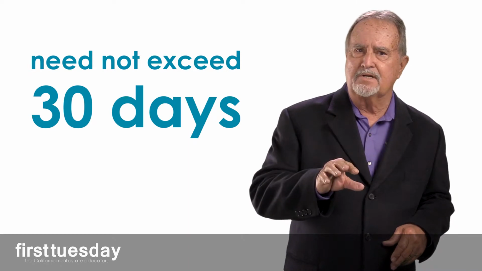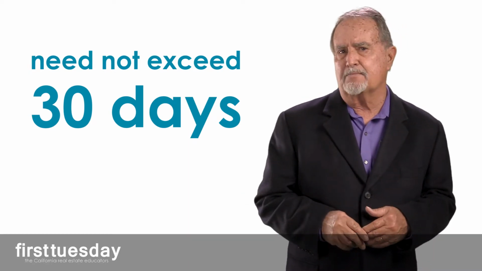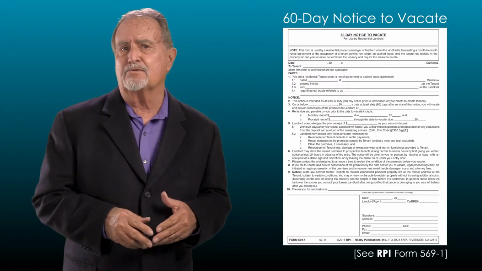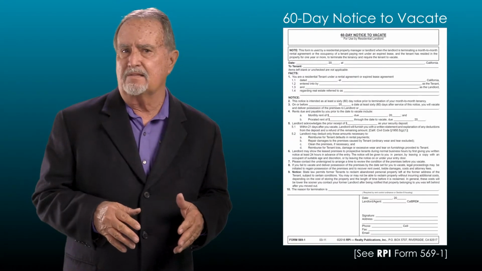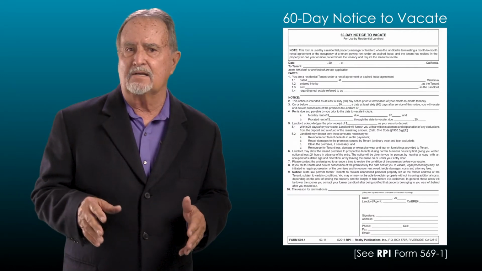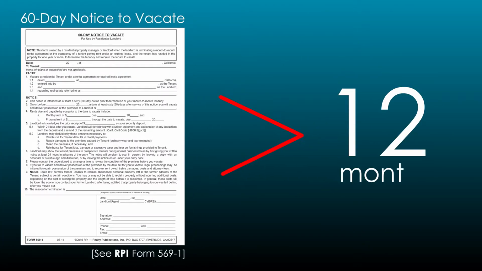There is an exception that exists for residential property, though. A landlord is required to use a 60-day notice to terminate a periodic tenancy in a dwelling if the tenant has occupied the property for more than 12 months.